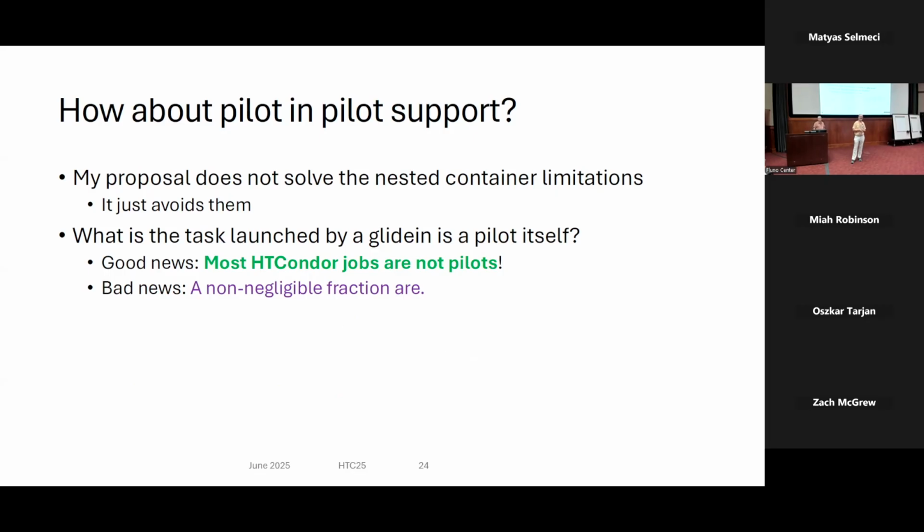Where did you get this statement that most HTCondor jobs are not pilots? Where did you dream this thing up? That's my impression. So you are wrong. I mean, all of the WLCG tier ones are running Condor that's only running pilots. They are not. No? No. What are they running? The glidein is the pilot, but they don't run another glidein inside the glidein. But they are Condor themselves.